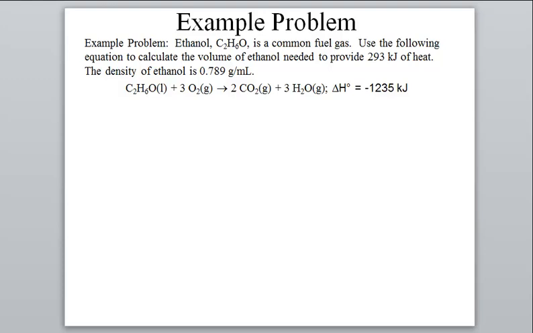Yet another practice problem for you. Go ahead and read the problem and unpause when you're ready to get started. This one's a little different because you're told how much energy you want to acquire, 293 kilojoules of heat. So this time your A is the energy. Your B is how much of one of the molecules needs to react. Your B is the ethanol.